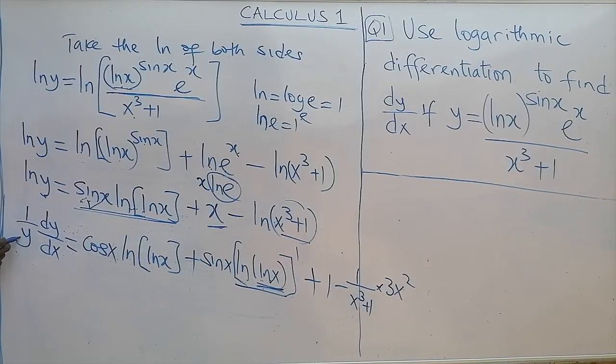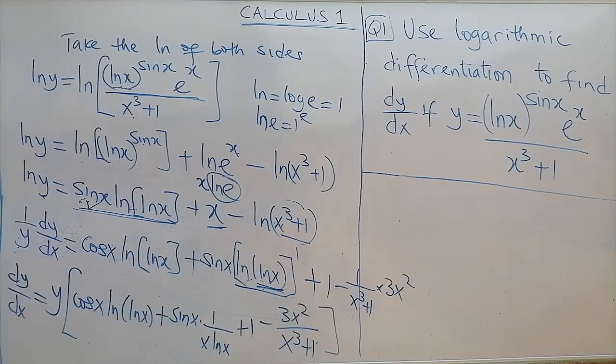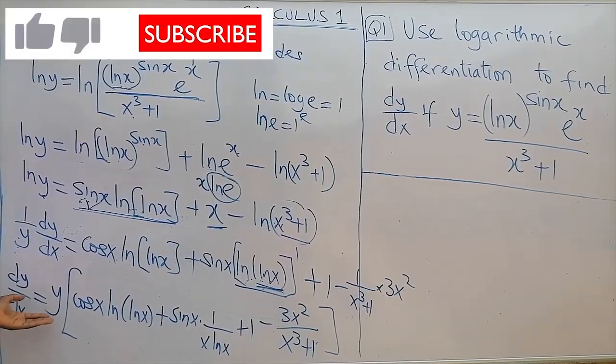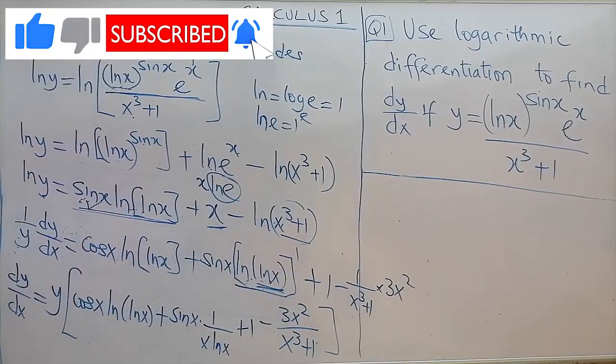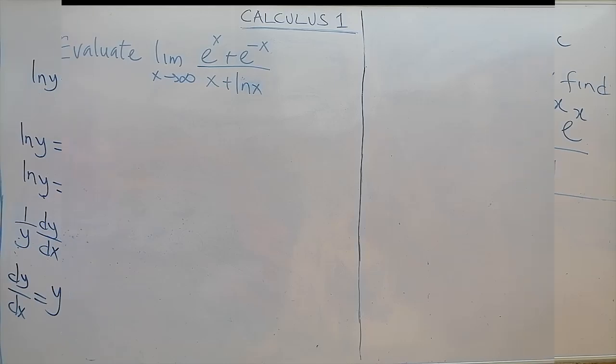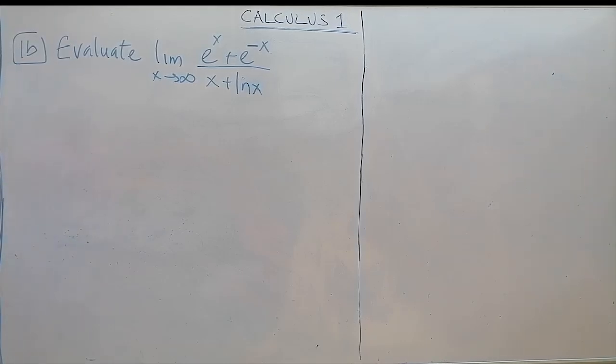You can remove this 1 over y by multiplying through by y. So we have dy/dx equal to y times the expression. The next thing to do is to plug back your function y, which is this, into this place, and that finishes the solution. We now have part 1b of the question.